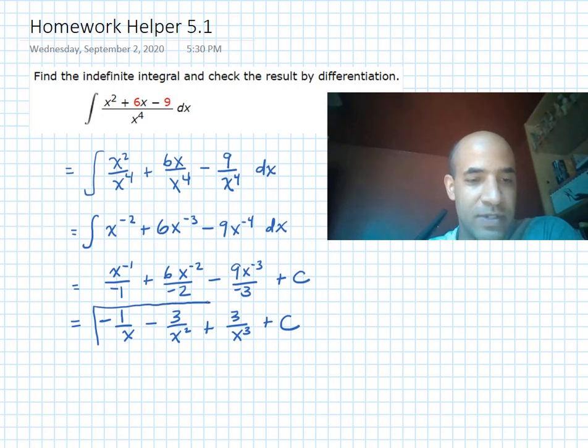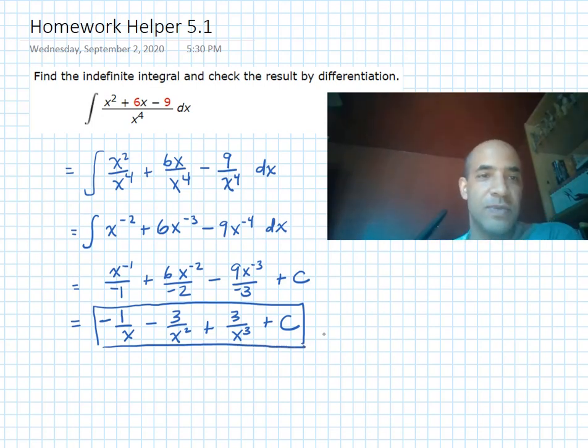So a lot of the tips and tricks that we use for taking derivatives can also be used for going backwards and taking antiderivatives. Just wanted to show you that one so it doesn't trip you up.